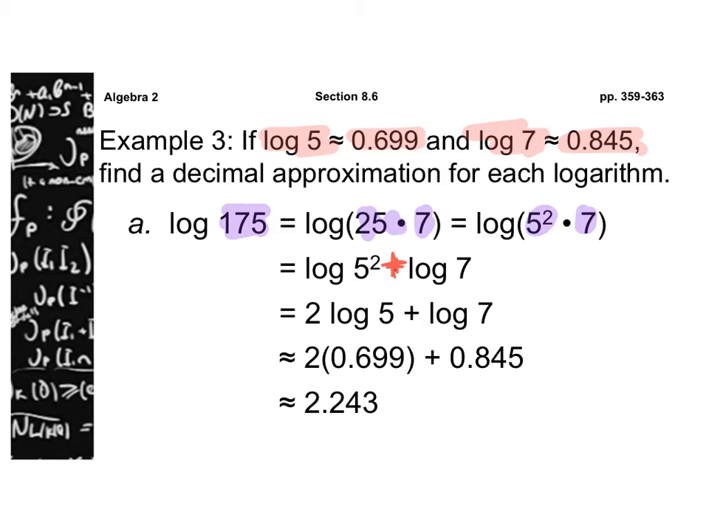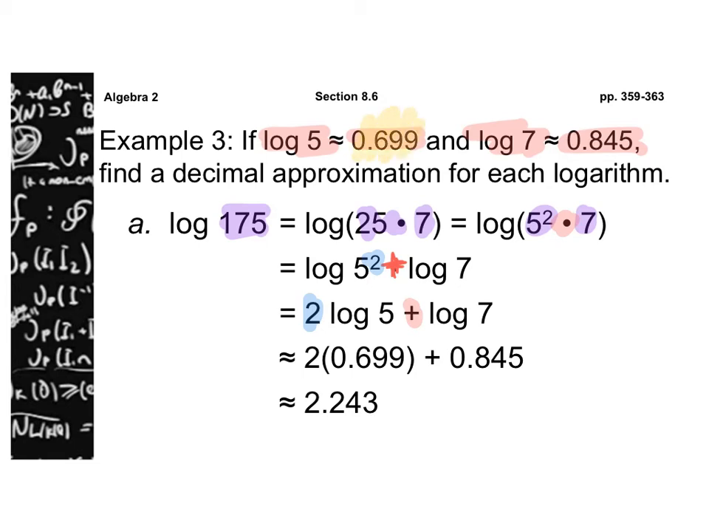I can split it apart because of this multiplication. Gives me an addition. All right, now I have log of 5 squared, but I can take this 2 down to the front, and there it is. So now I have 2 log 5 plus log 7. Well, I know what log 5 and log 7 are, so I can plug those values in.